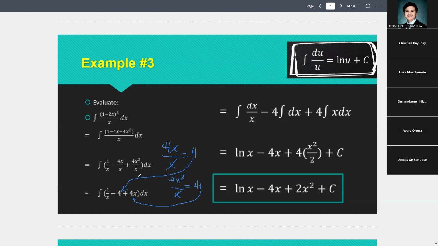Okay? So, engineering mathematics, di ba? How you simplify things. Like 2a over a is just simply equal to 2. Ano pa ba? 2ab over abc is just simply 2 over c. So, magkakancel yung ab natin. Tama? Nakuha na ba?